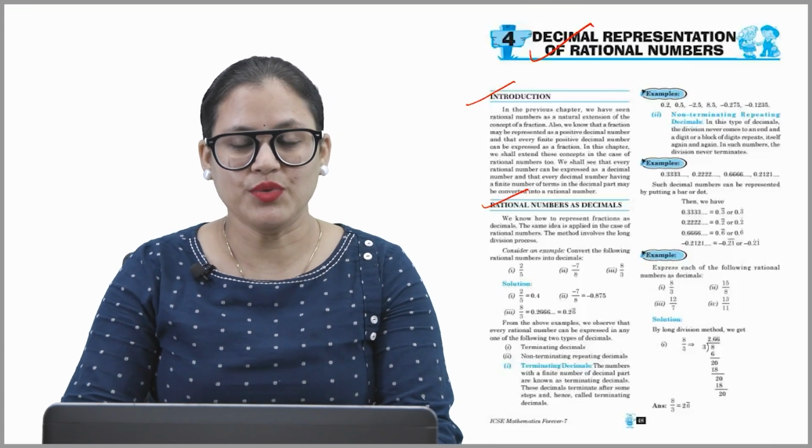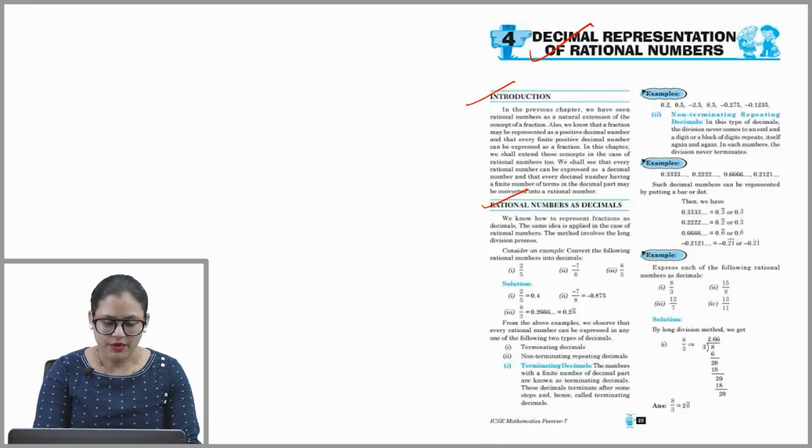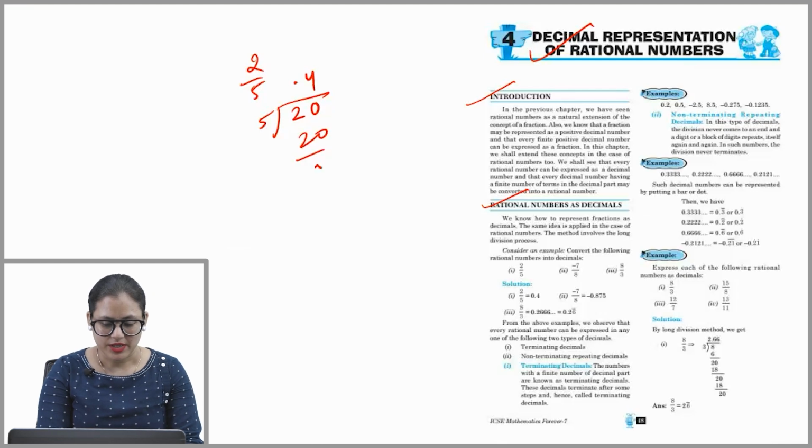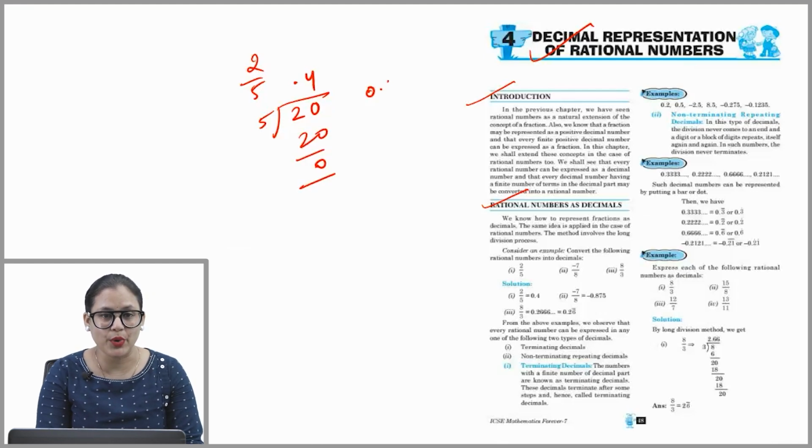Consider an example. Convert the following rational numbers into decimals. For example, 2 by 5, let's convert it into decimal. Put a decimal here and add a 0. 5 fours are 20. Okay. So, the decimal number is 0.4.